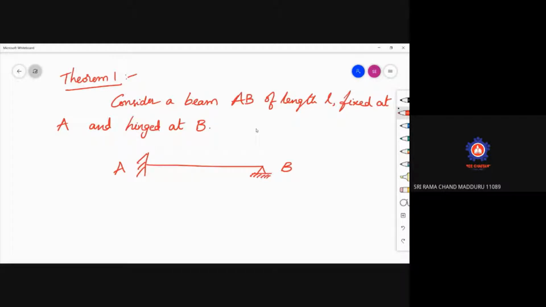A positive moment MB is applied at B. You know it is a positive moment, so that's why this is shown as clockwise. A positive moment of MB is applied at B.